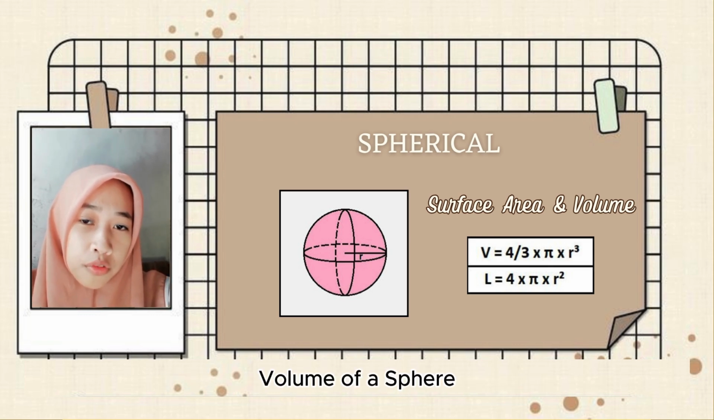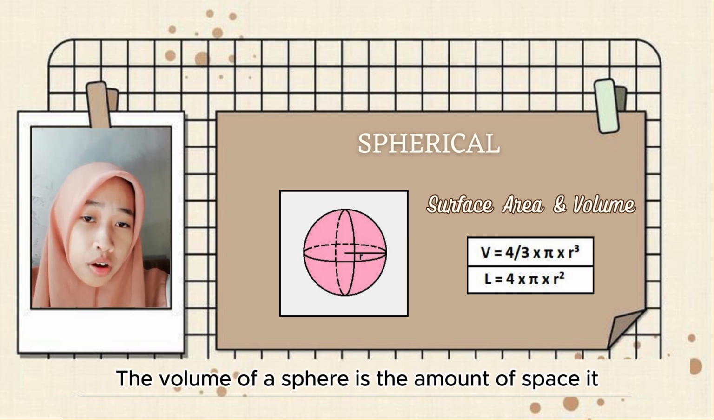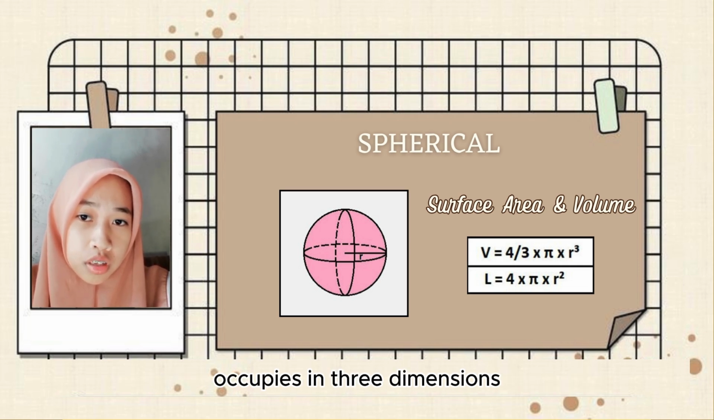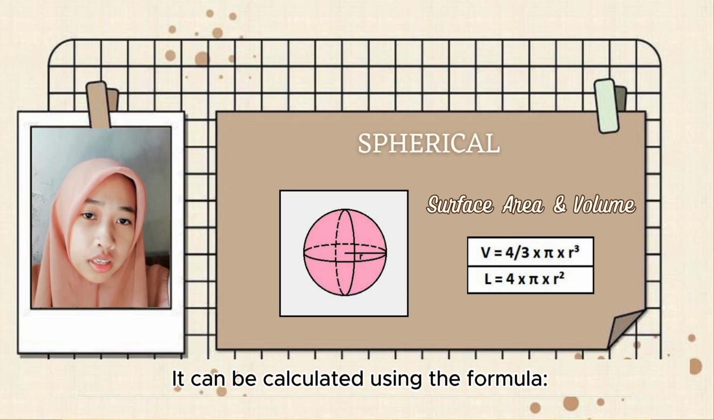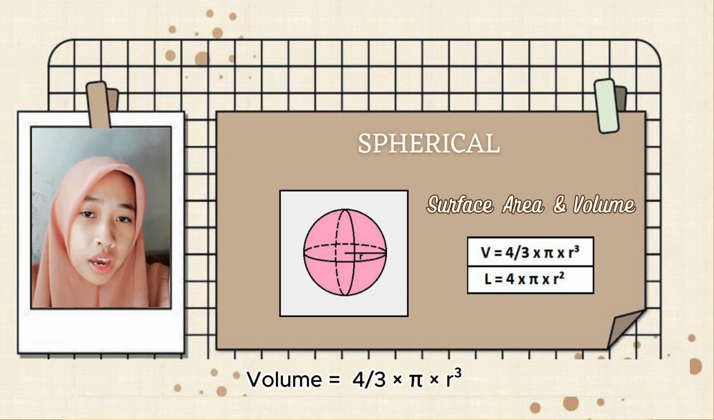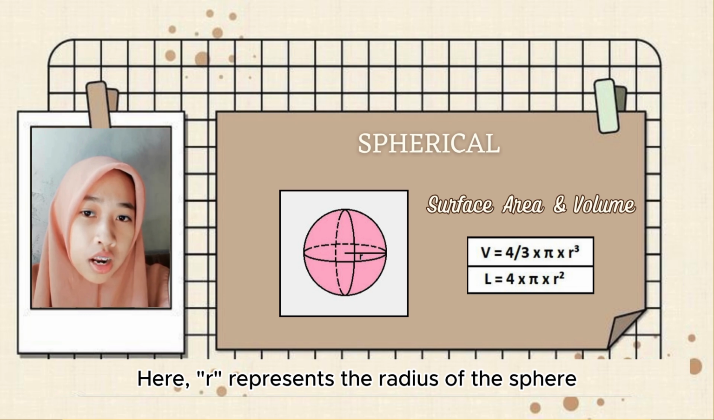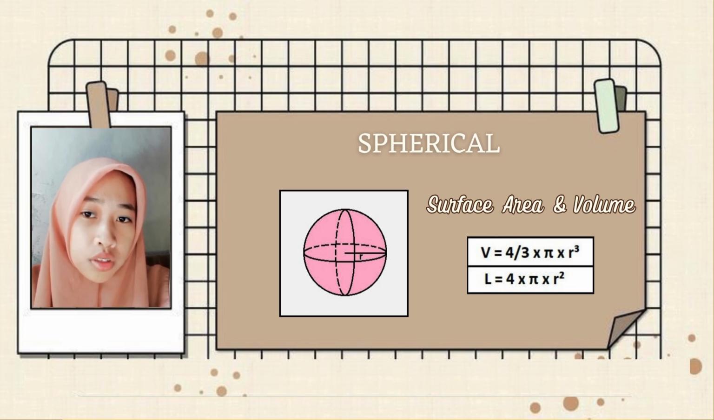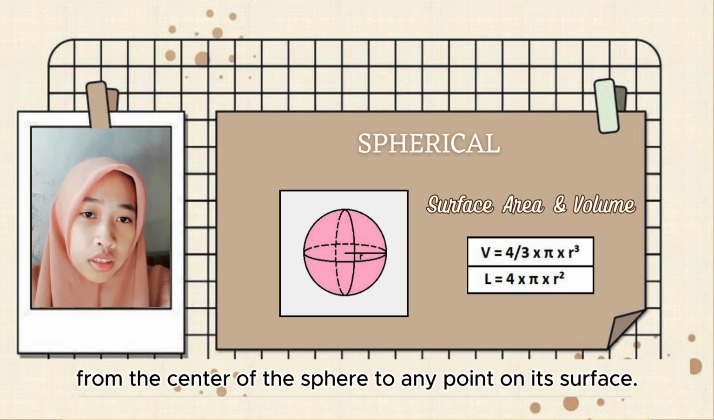Next, volume of a sphere. The volume of a sphere is the amount of space it occupies in 3 dimensions. It can be calculated using the formula volume equals 4/3 times pi times R to the power of 3. Here, R represents the radius of the sphere, which is the distance from the center of the sphere to any point on its surface.